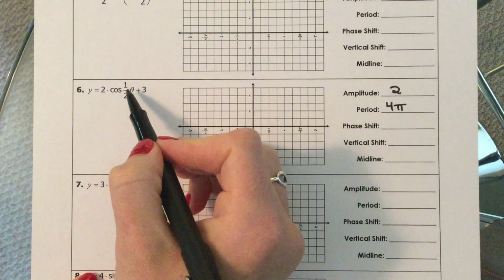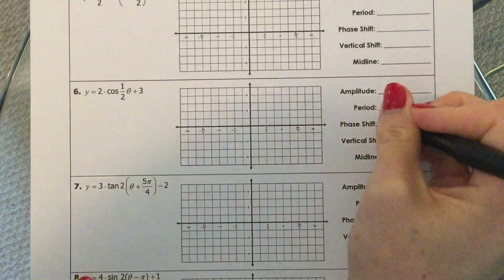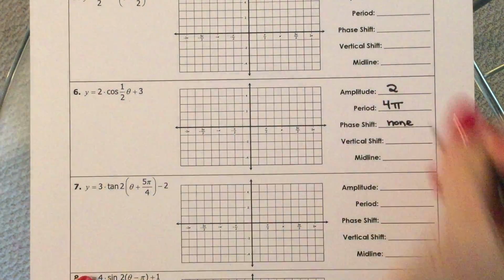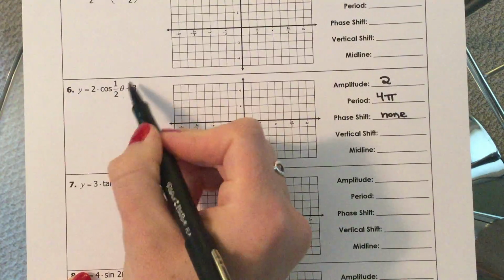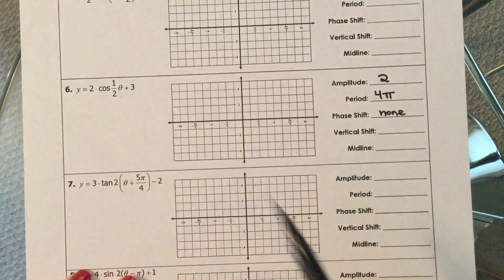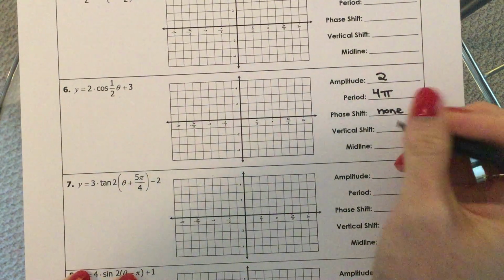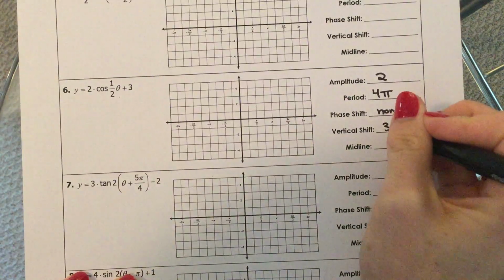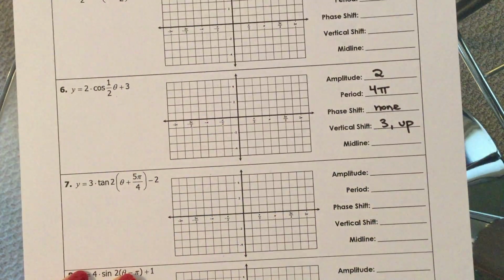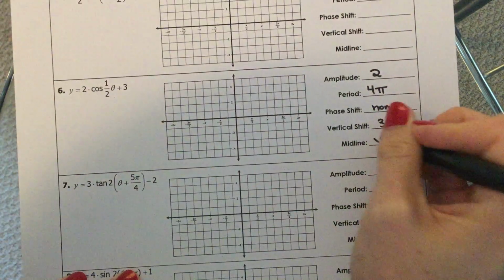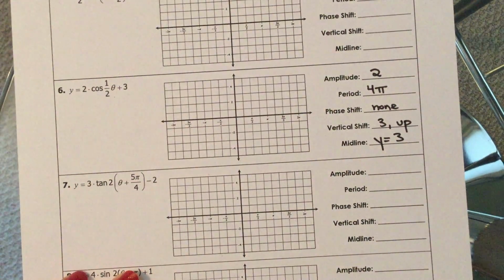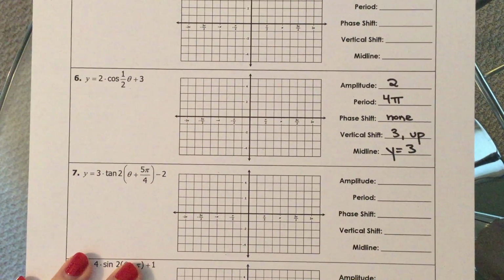Phase shift, you look for parentheses. Think of your alliteration there. There are no parentheses, so there is no phase shift. Vertical shift is if there's a number that's by itself, no parentheses, not attached to anything. So that would be a 3. So that is 3 units. And since it's plus 3, it would be 3 units up. And finally, our midline shifts up 3 units as well. So instead of being at y equals 0, it moves up to y equals 3.